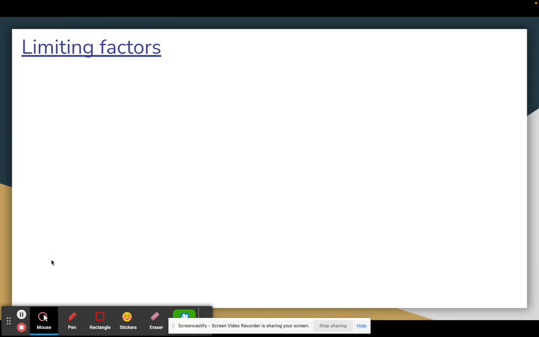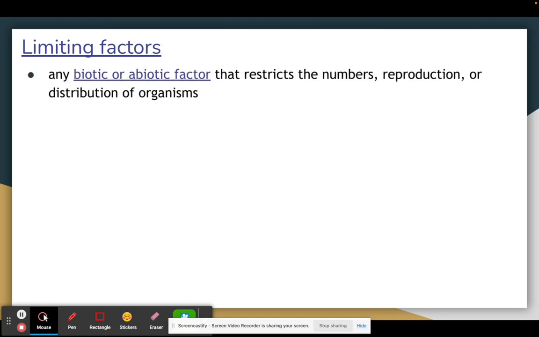Here we go. So, limiting factors are something that is going to help a population be controlled in an area. Basically, what they are is any biotic, so living, or abiotic, or non living factors that restrict the numbers, reproduction, or distribution of organisms. So, let me give you some examples of these limiting factors.